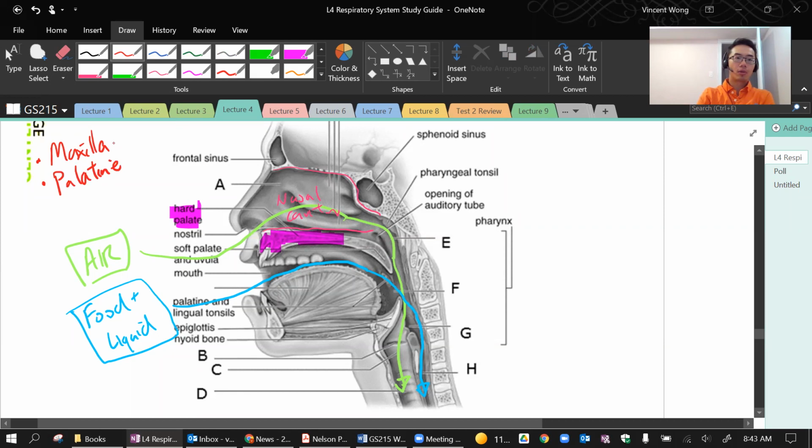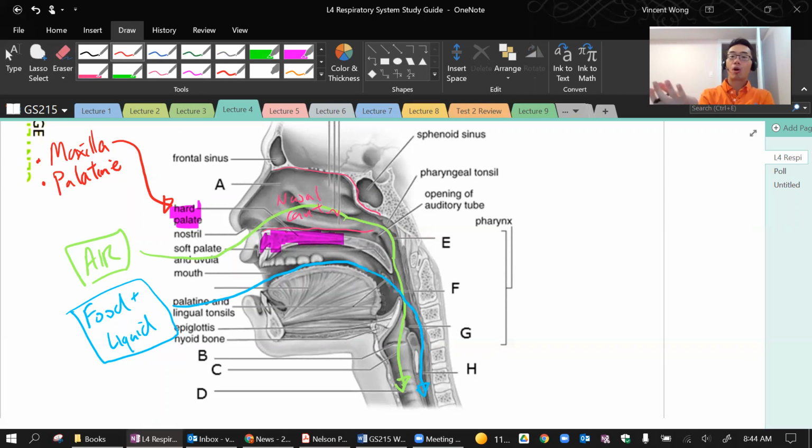Okay, so these two bones form the hard palate. Now, depends how flexible your tongue is. If you curl back, right, keep on feeling the roof of your mouth, eventually it will become soft, right?